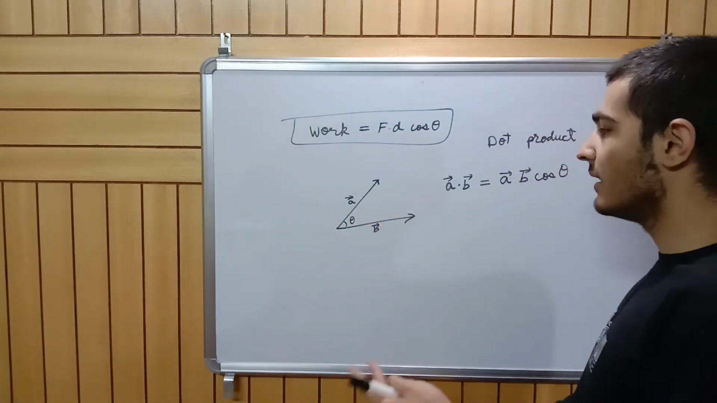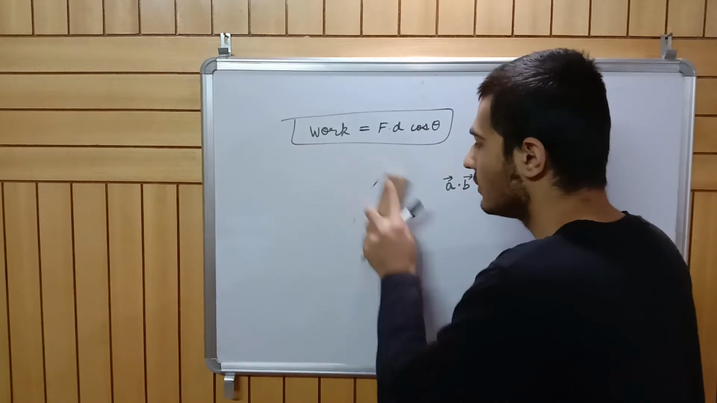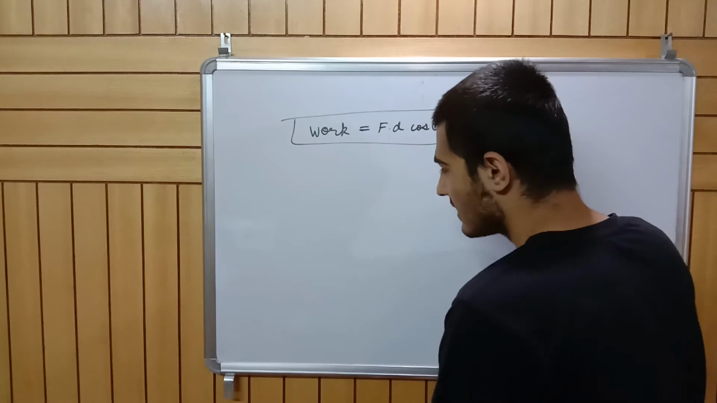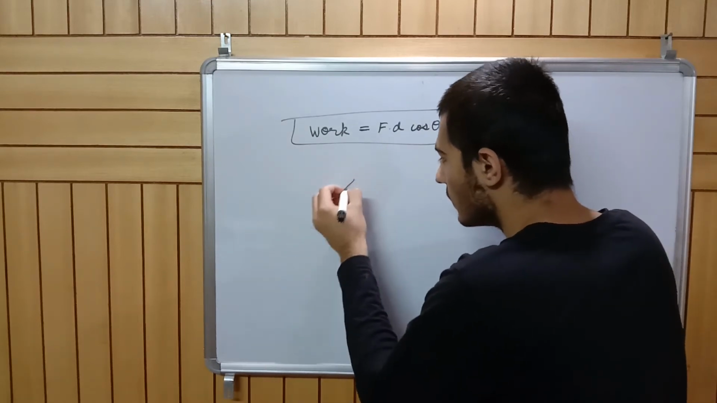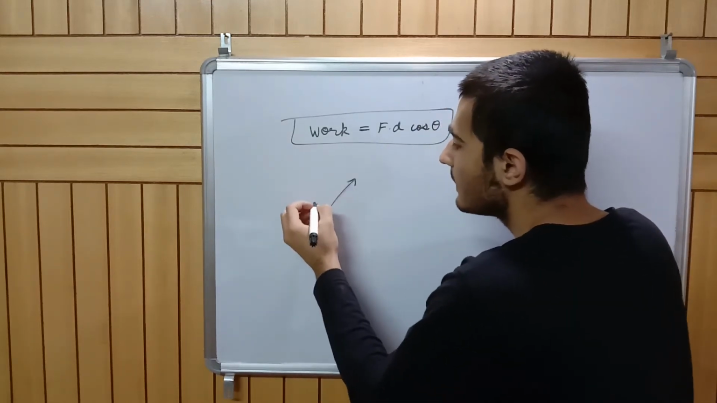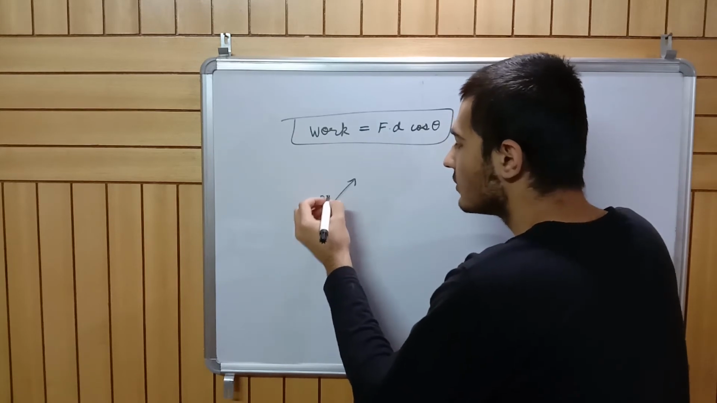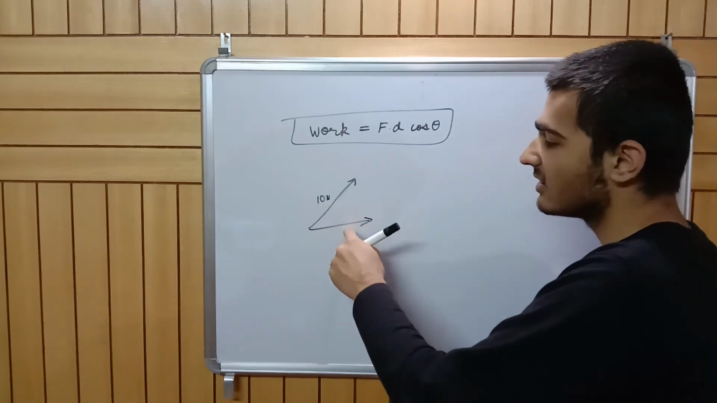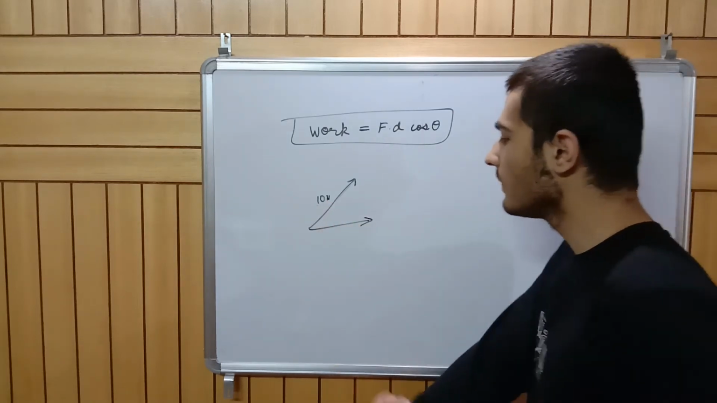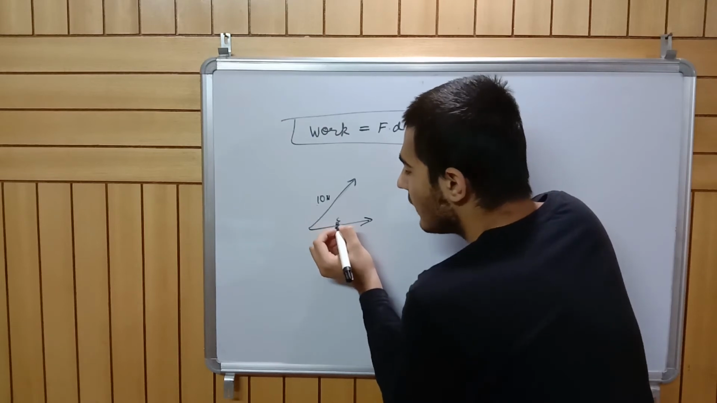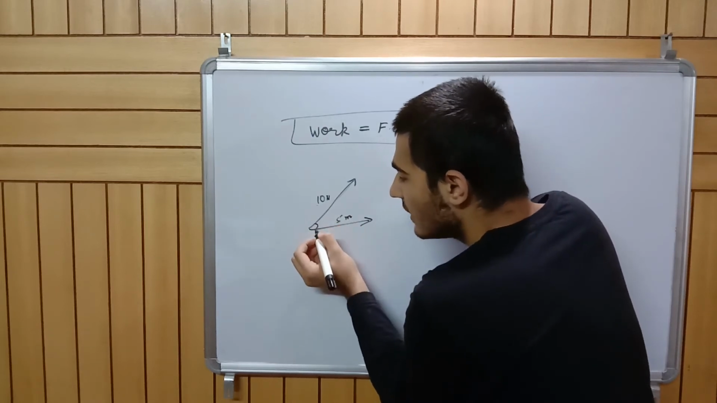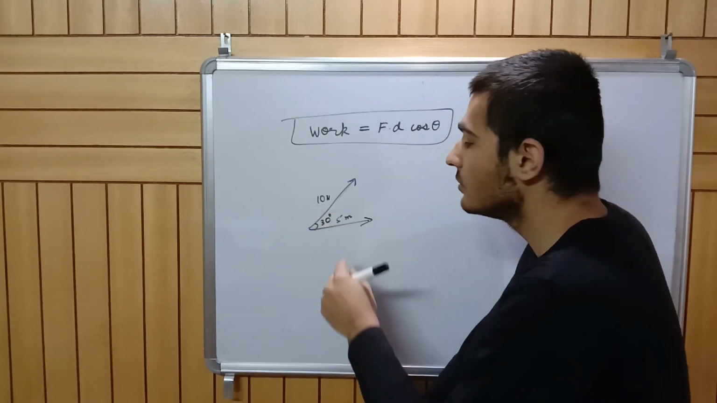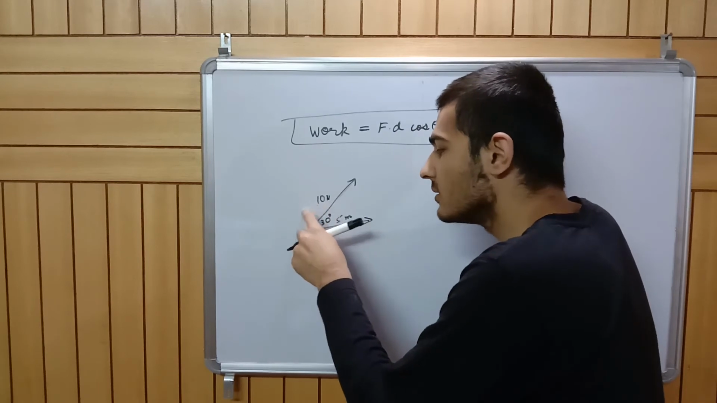And how do you calculate that? Well, let's just take a quick example. If you apply a force of, let's say, 10 newtons in that direction, and you get a displacement in some other direction, as you saw in the previous video, and if you get a displacement of 5 meters, and you have an angle of, let's say, 30 degrees between the two, 5 meters of displacement, 10 newtons of force. What is the work done?